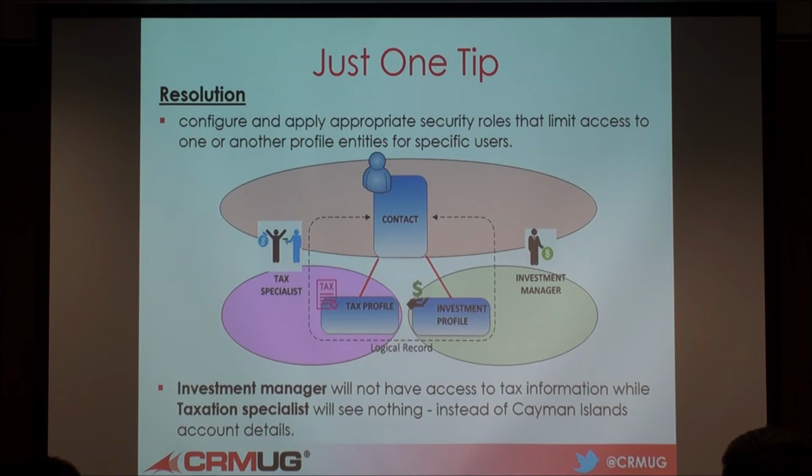What we can do there is look at applying specific security roles that only apply to the tax specialist. So what that means is the general contact information can be seen by both parties. The tax specialist will only see the information that relates to the tax profile entity, and likewise for the investment manager.